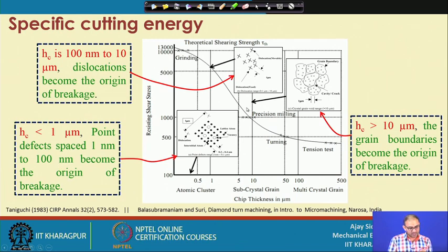So, this one diagram gives you an overall idea of the resisting shear stress. Whatever we are talking about regarding the specific cutting energy is also related to this particular diagram. It is almost superimposed over this diagram, and you will not get any different trend in the specific cutting energy. This is what is happening: the number of defects is reducing as you go down and down into the micro scale.